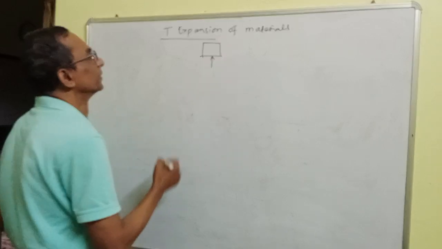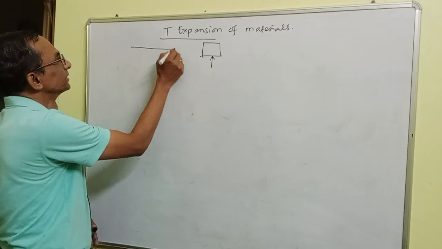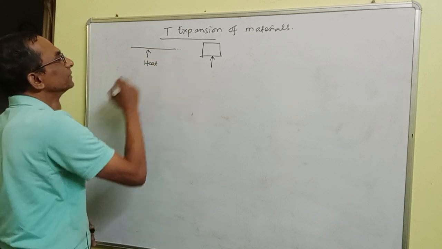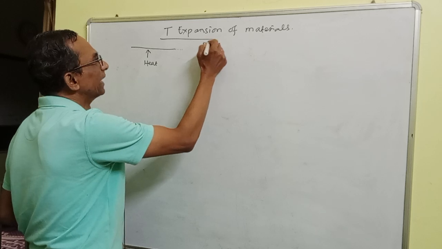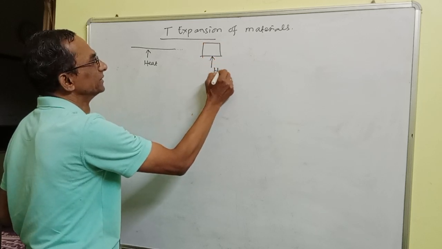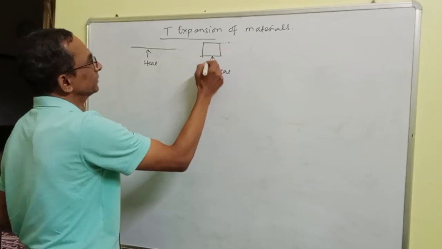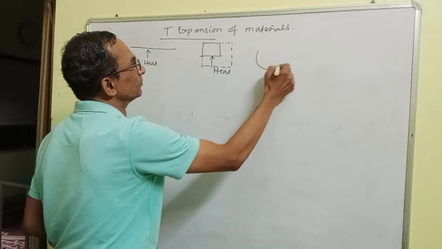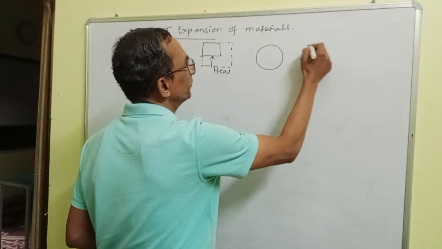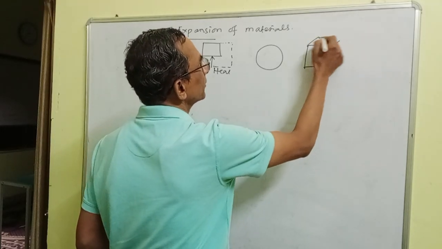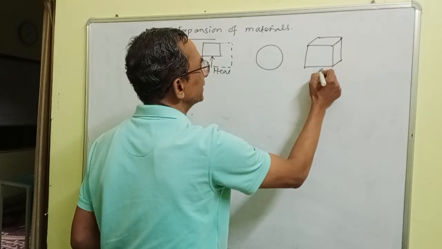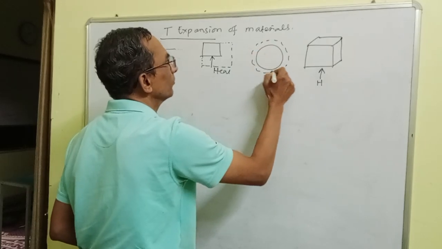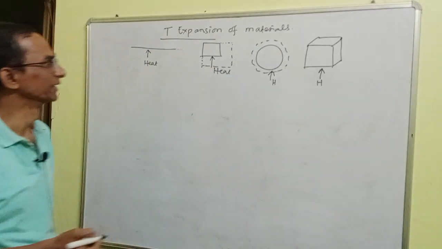If any heat is given, suppose there is a thin rod, if heat is given तो it will expand, इसका लेंथ बढ़ जाएगा। If some plate is there, metal plate, heat is given, it will expand in its dimension, area बढ़ जाएगा। If some spherical or cubic volume is there, so once heat is given, it will increase its volume or there is a cubical expansion.